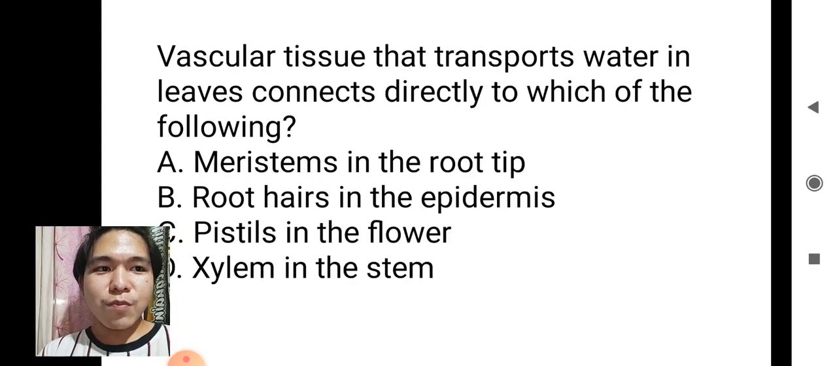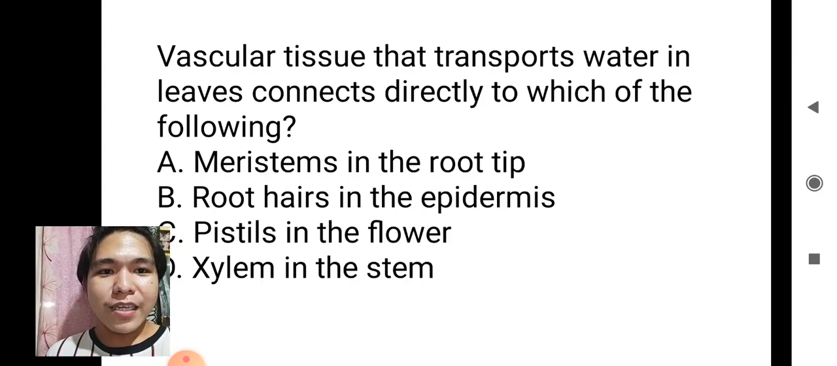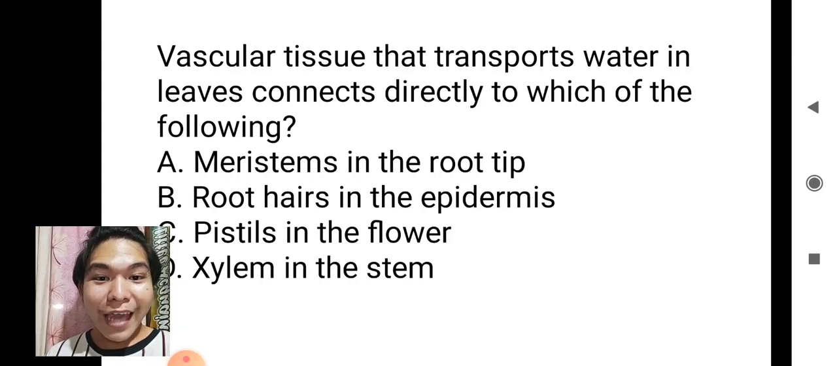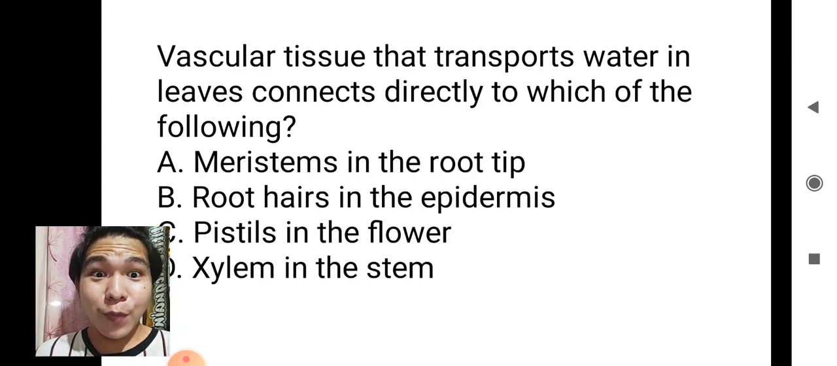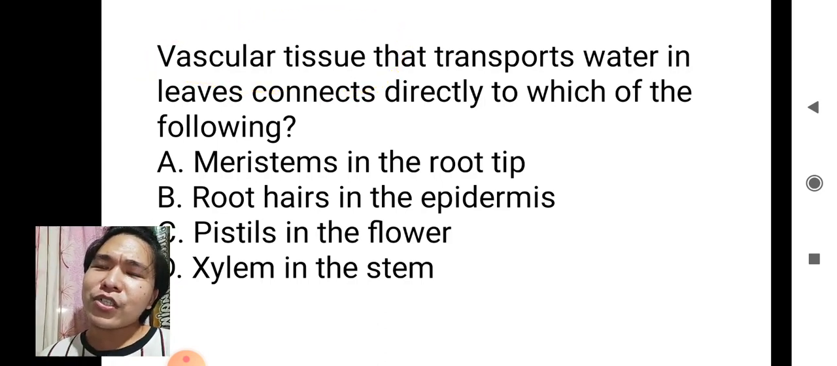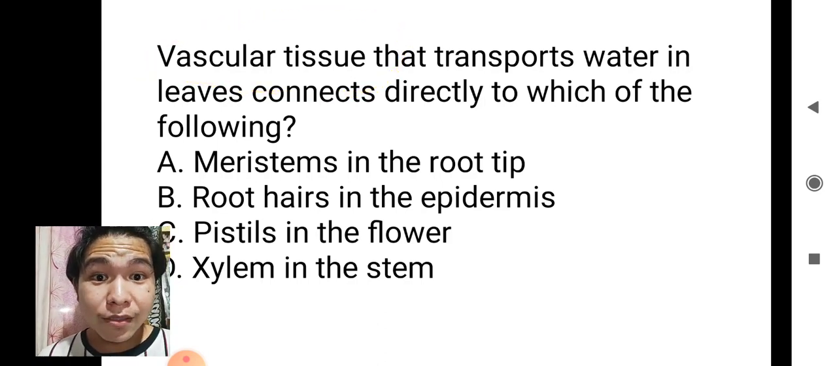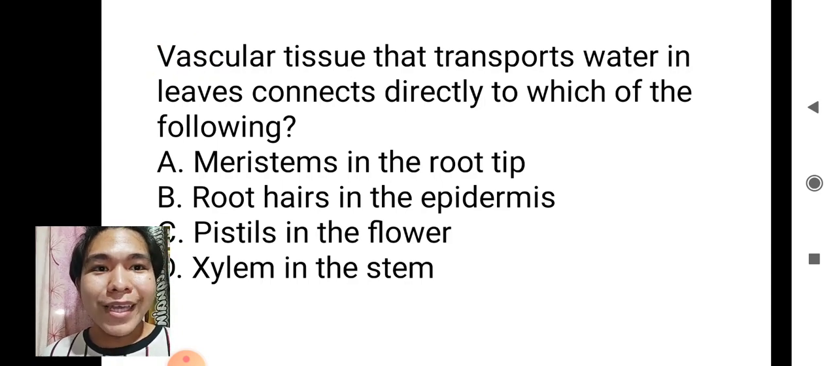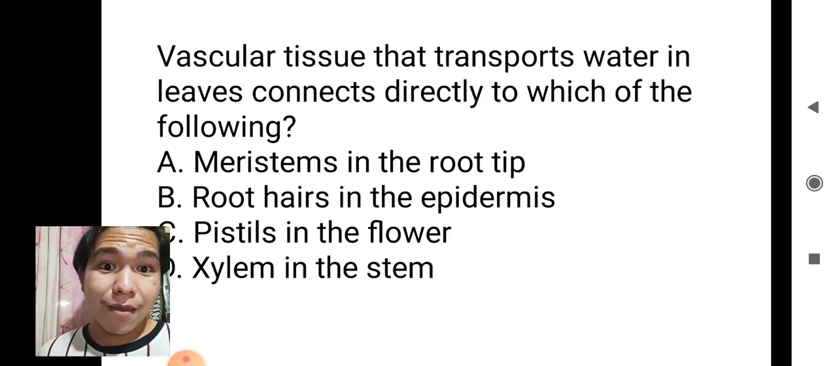Vascular tissue that transports water in leaves connects directly to which of the following? A, B, C, and D. What do you think the answer is? If I were to analyze the stem of the question, first we have this vascular tissue. What is vascular tissue? Go over to the plants. May topic tayo niyan. So, we have actually two vascular tissues in plants. We have the phloem and we have the xylem.